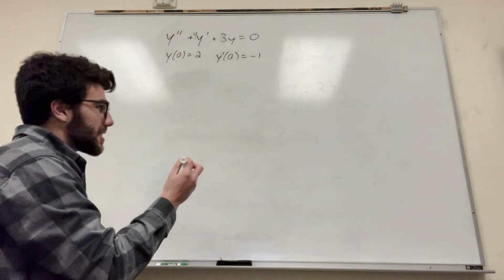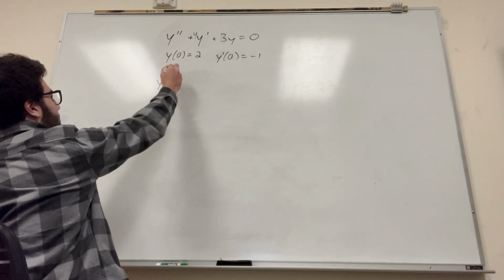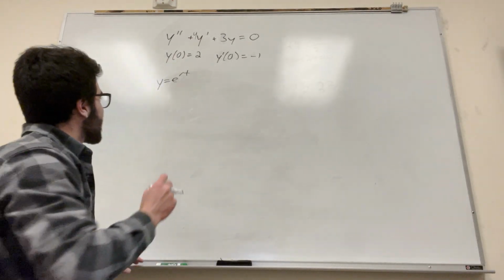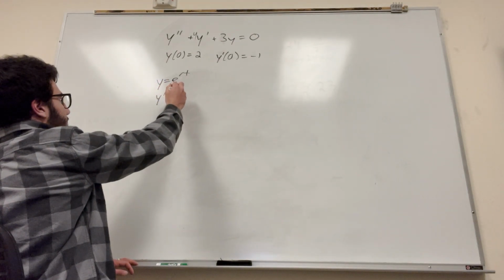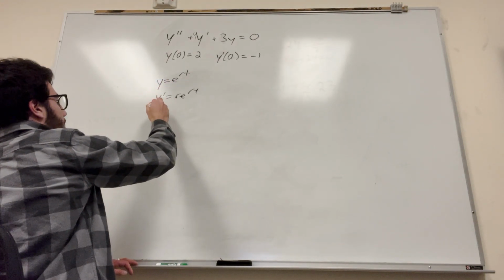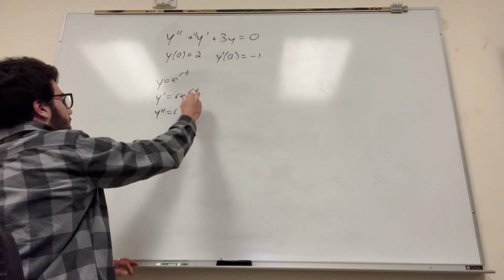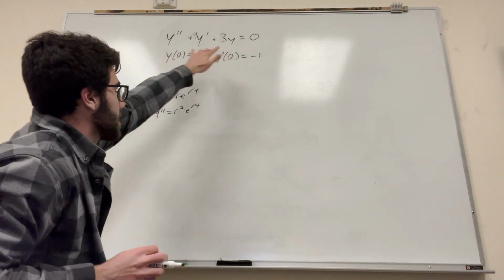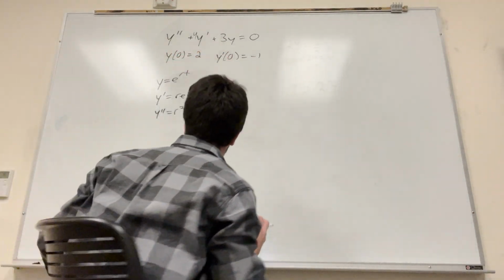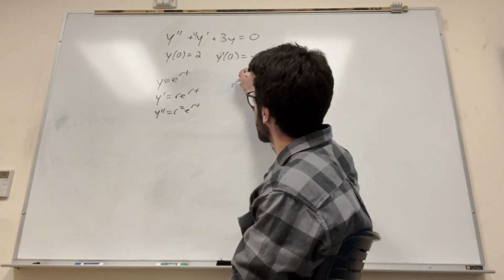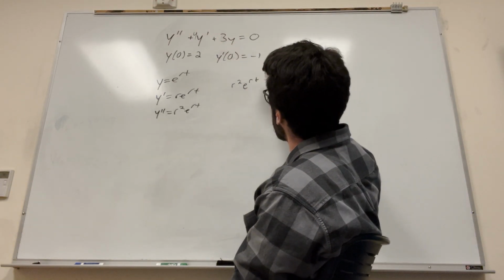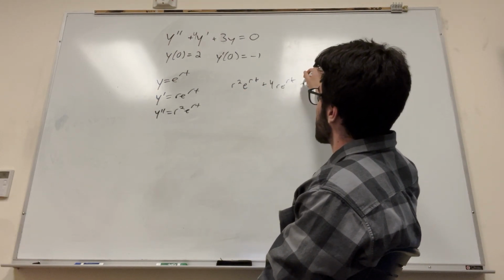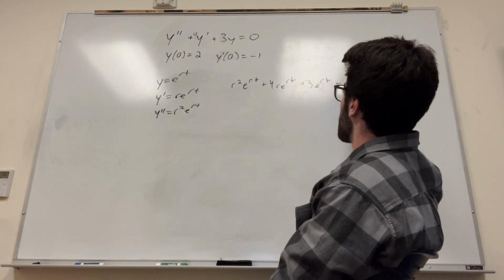Okay, so what are we gonna do here? Well, we're gonna just go ahead and say this: y is equal to e to the rt. And this is gonna allow us to do a whole lot of things. So of course we can take the derivative, and that's gonna be r e to the rt. And then the second derivative is going to be r squared e to the rt. Okay, so if we do this, we can plug these into this equation here, and we can move on. So it'll be r squared e to the rt plus 4r e to the rt, and then plus 3 e to the rt is equal to 0.